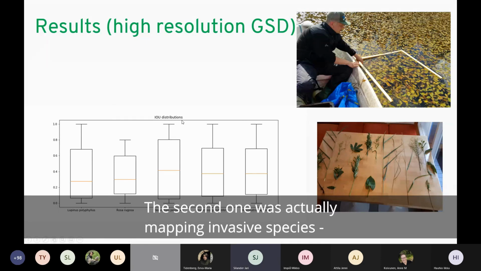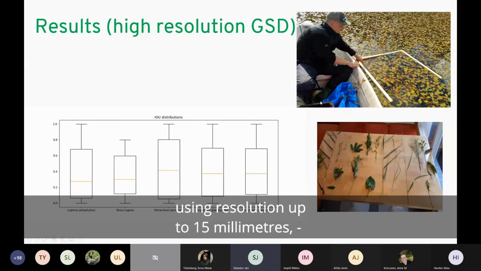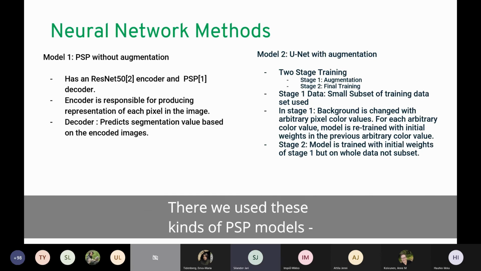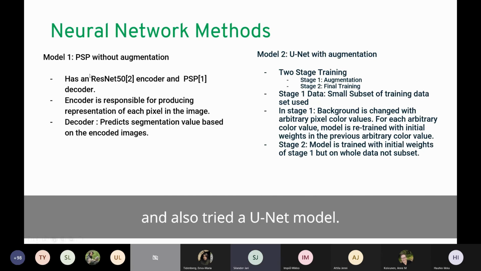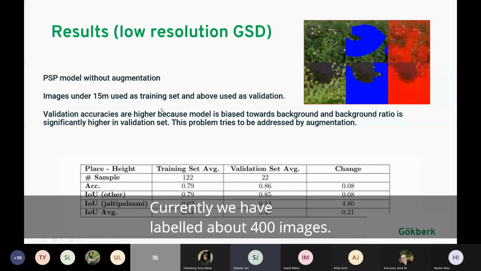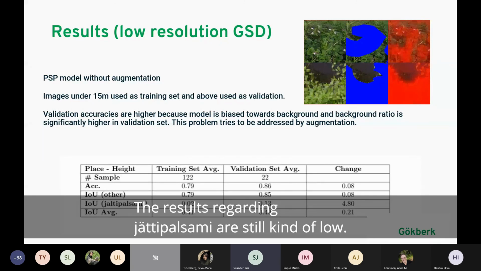The second one was mapping invasive species, or species that are interesting, from high altitudes using resolution up to 15 millimeters, so about 1 centimeter maximum. And there we used this kind of PSP model and also tried the UNet model. And currently, you notice that we have labeled about 400 images, so it's about 4 gigabytes of data.